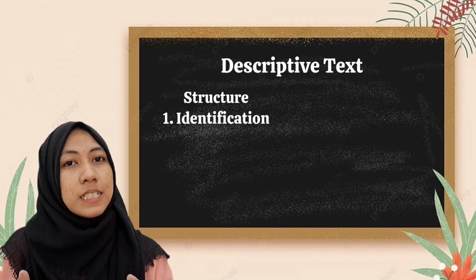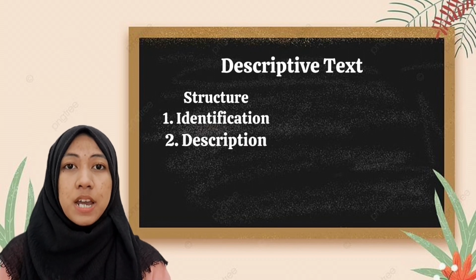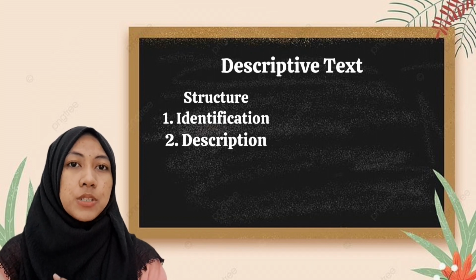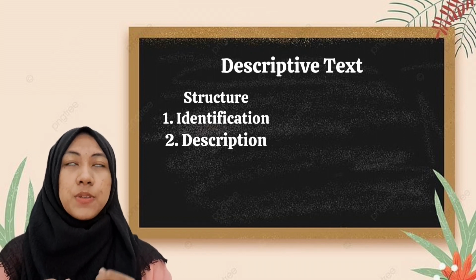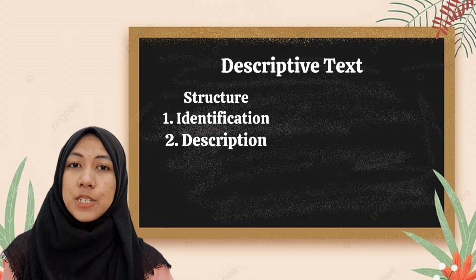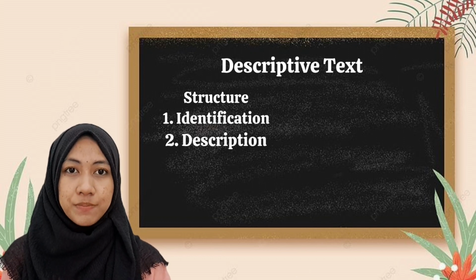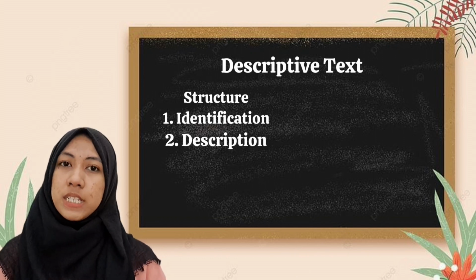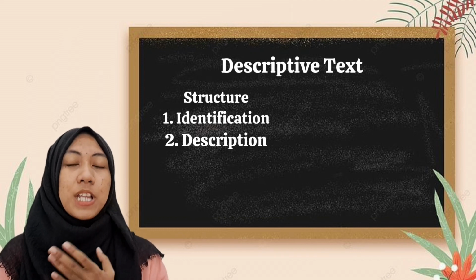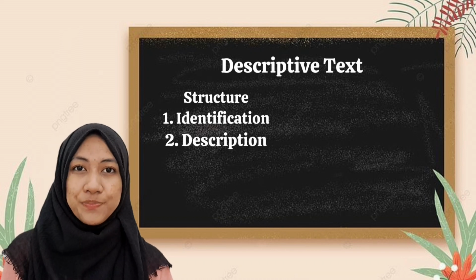And then the second structure is description. In this section, the author dives further into the topic of his writing. The author or the writer will provide as detailed an explanation as possible about the topic or object to be discussed. The writer will help the reader to fully understand what object or topic he is referring to.